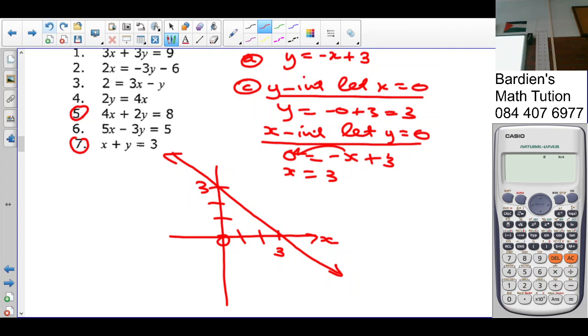Do you see the graph is negative? The graph is decreasing. Negative gradient. You all understand? You see that your y-intercept is 3. Your c value is 3. You see it's 3 there? Yes.